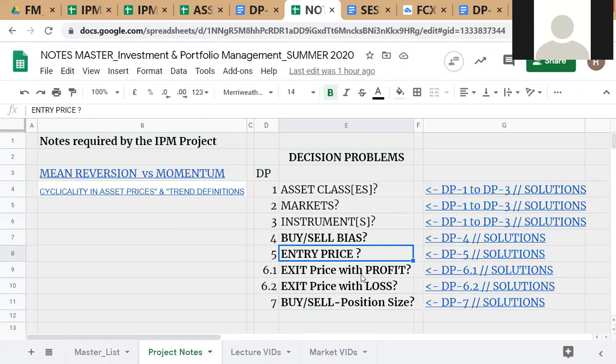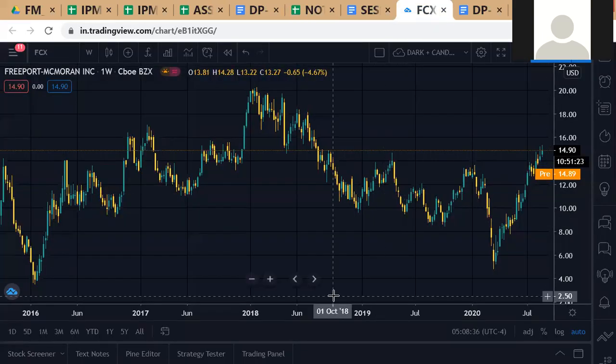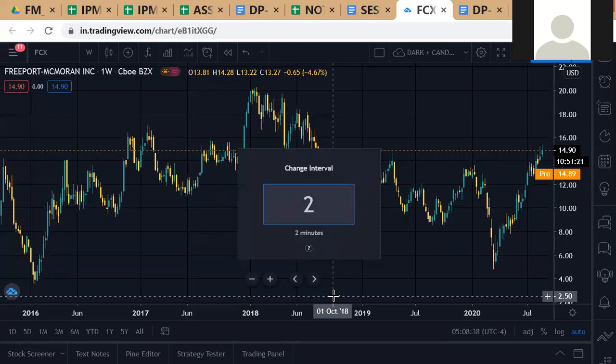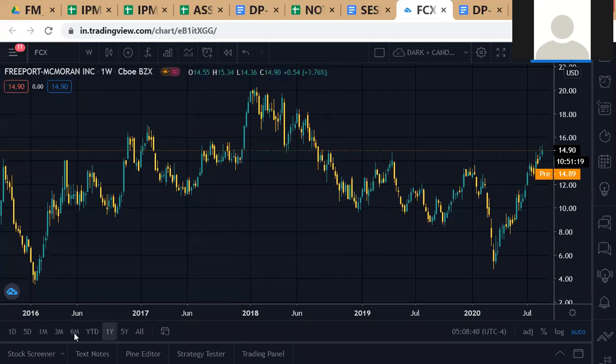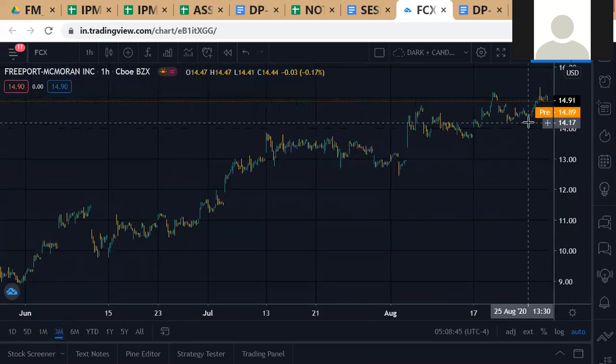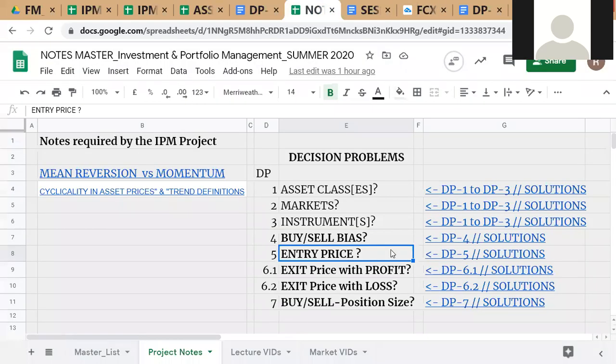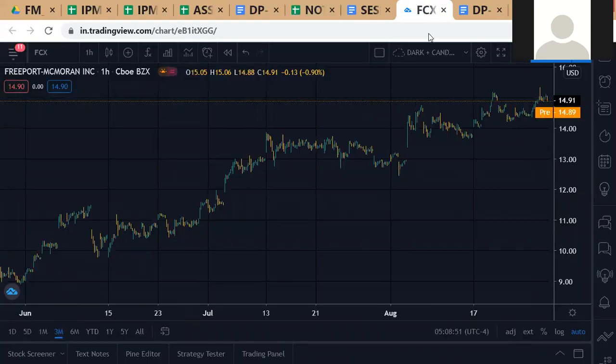These two will come to later. Okay. Initially, I told you that for the exit price with loss, you should just use highs and lows. So if you are buying FCX, just use a stop over here. As far as number 5, entry price, you can use a limit order, but for the sake of simplicity, I'm assuming everybody does all transactions at market prices. So you buy at market.